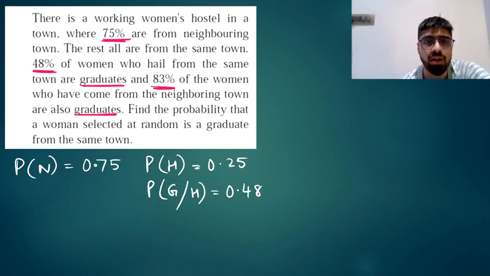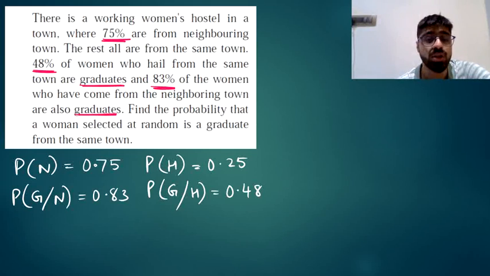In a similar way, of the women who have come from the neighboring town, 83% are graduates. So given that the selected woman is from the neighboring town, if it is known that she is from a neighboring town, then the possibility that she is a graduate will be 0.83. So the probability of graduate, given that she is from the neighboring town, will be 0.83.